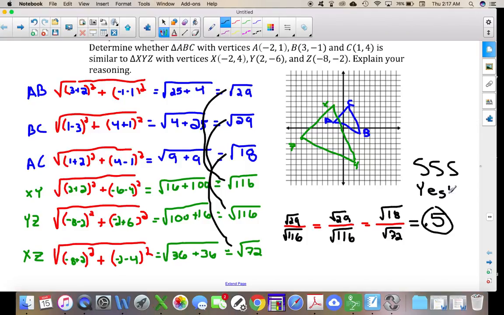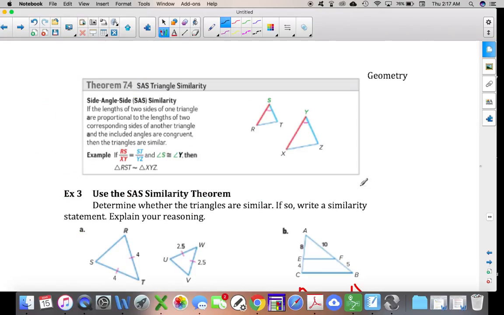If you need to pause the video and you want to write all this distance formula stuff down, you sure can. But side tells me, yes, those two are similar triangles. Okay. All right, next page.